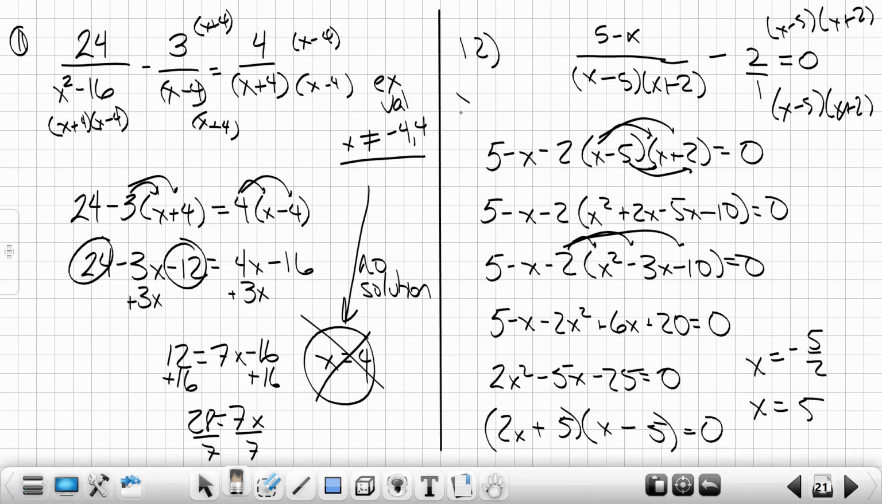Coming up top, x cannot be 5, and x cannot be negative 2. So this answer is not there. This is the only solution, and we're done.